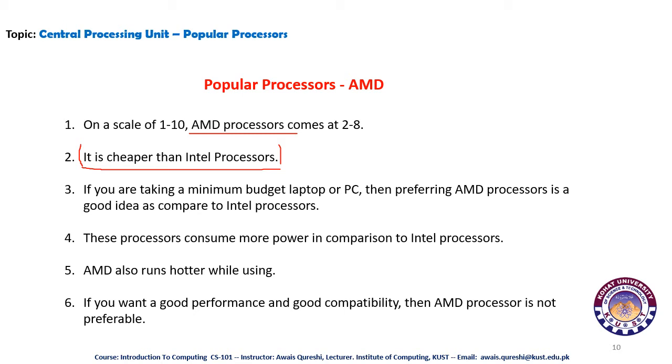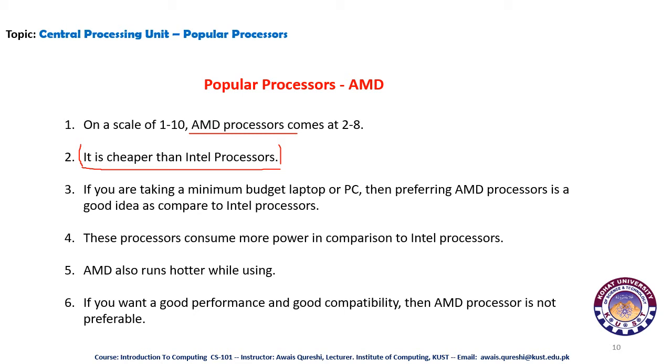If your workload is not very heavy, if you are not editing videos or making videos or running graphic applications, if you're not using such heavy applications, if you're not playing games on your desktop or laptop, then you can prefer an AMD processor. It's cheaper as compared to Intel processors, and its budget is very minimal. So you can purchase AMD processors if you are not putting heavy loads on your computer, on your desktop.